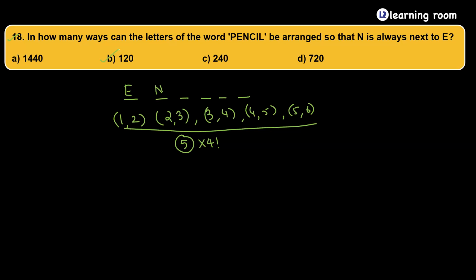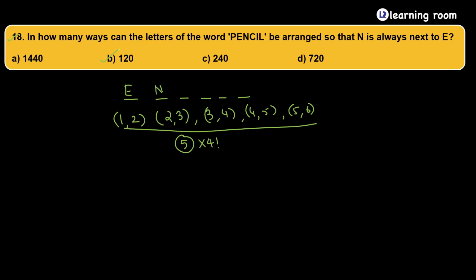Did you understand? You didn't understand. Why? You read the question carefully. Listen, the letters of the word: there are 6 letters, and all the 6 letters are to be used. But what is the condition to be followed? N should always follow E.